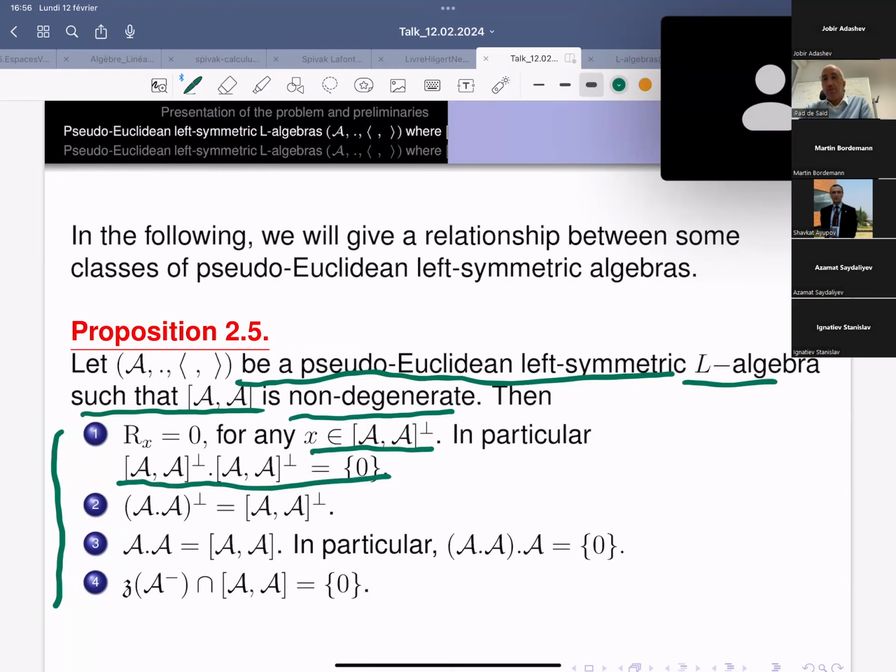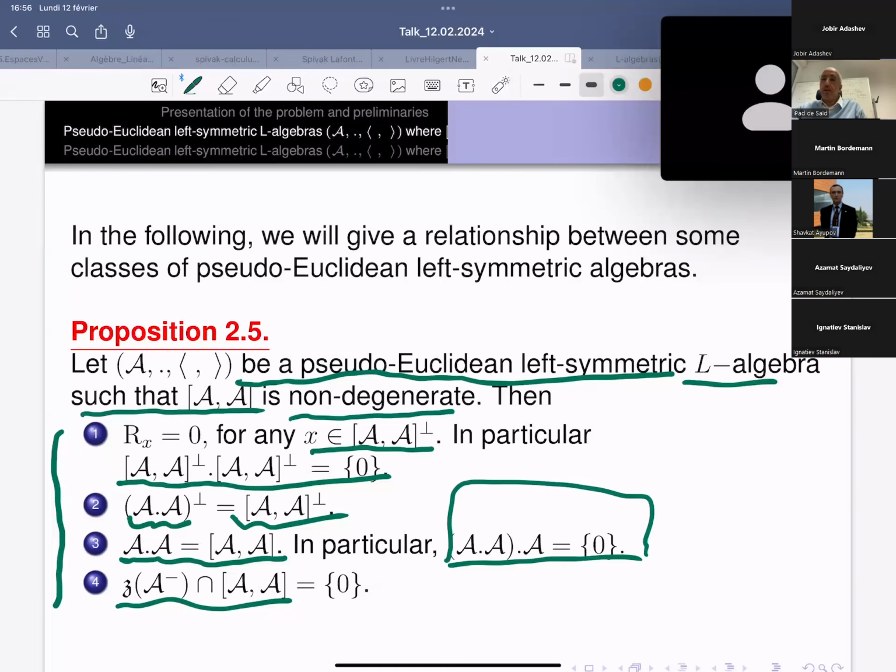And in this case, this orthogonal is exactly this one. And consequently, we have this. In particular, we have this. You have a sample situation of this. If the derived ideal is non-degenerate, the product in R is very, very simple. Okay, you have this one. Okay, this one.